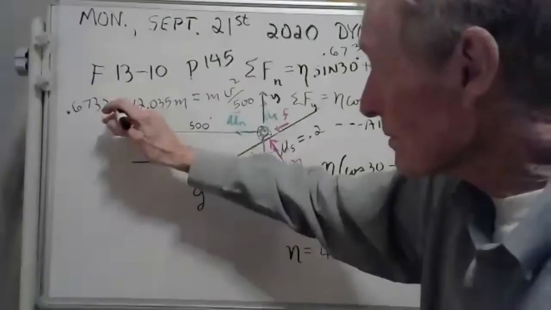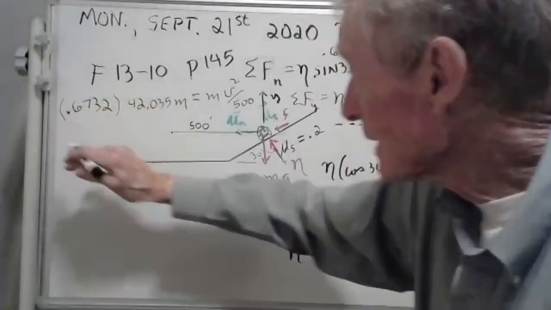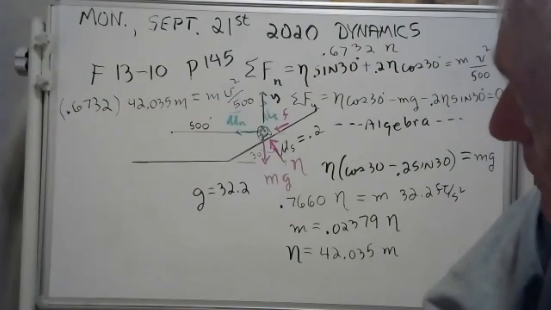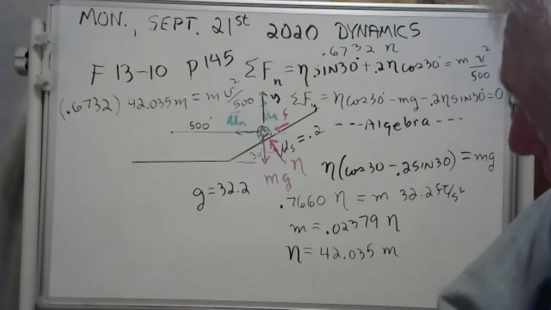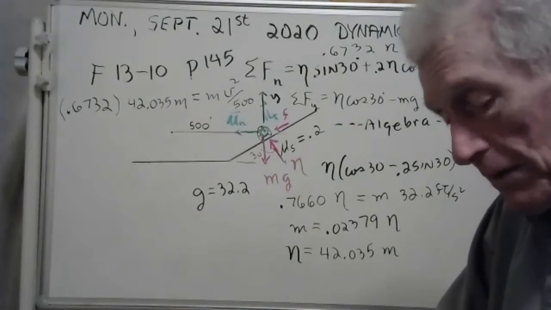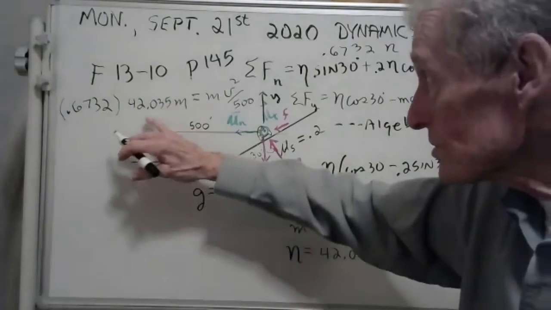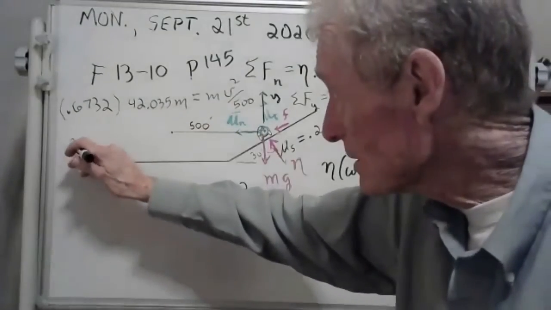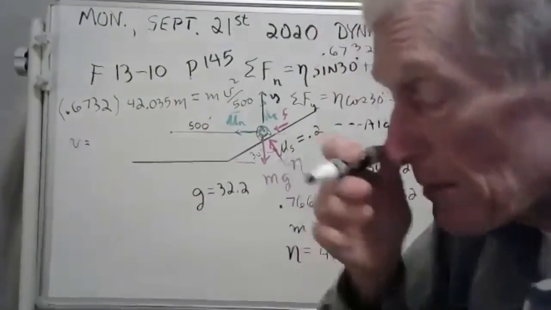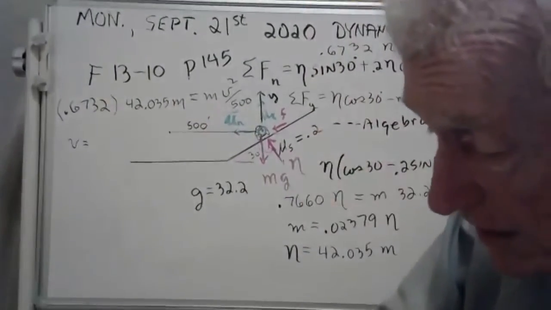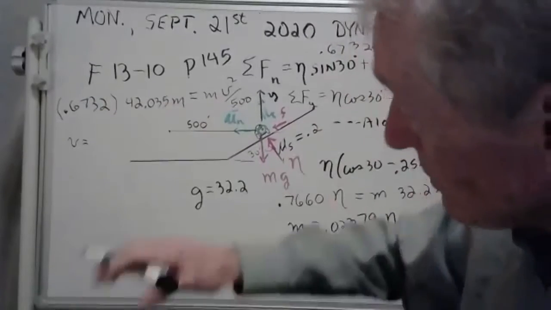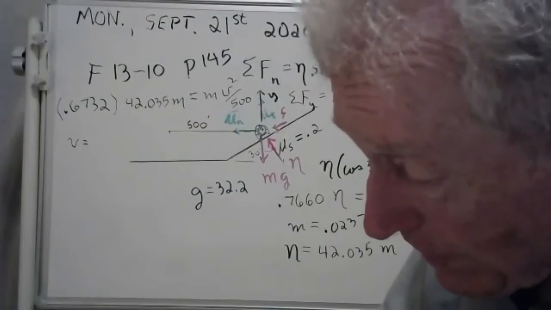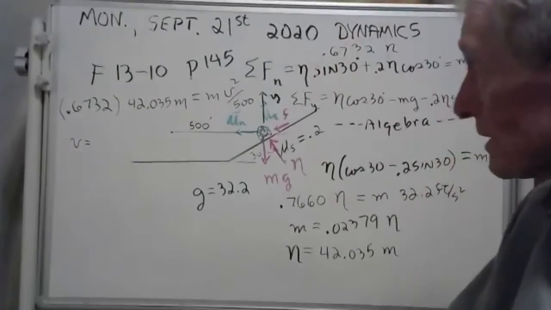We're multiplying all this. Hey, we can cancel out those m's and we can find our velocity now. I'm going to shut up and I want you to solve this and get me the velocity. Now this is the impending velocity. You go any faster than that and you start sliding up the hill. But you can go that fast and still stay on the road at that spot.